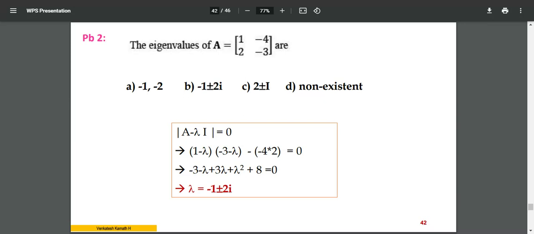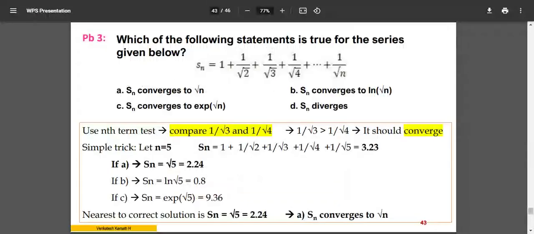A minus lambda I. I had told you, if you remember, that majority of the time you end up with a 2 into 2 matrix or a 3 into 3 matrix maximum, not beyond that. Here also you see that you have a 2 into 2 matrix, a simple one, A minus lambda I. Simplify that, you get the value of lambda, which is there in the problem, which is answer B, minus 1 plus or minus 2i. So that answer is there. So let me move on to the next question. This is just to tell you that the questions are easy, not complicated.